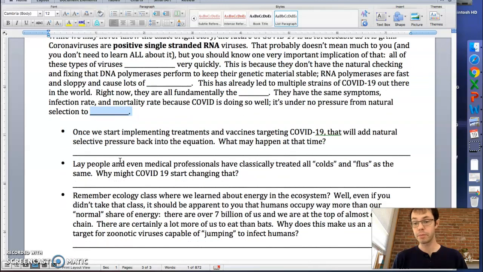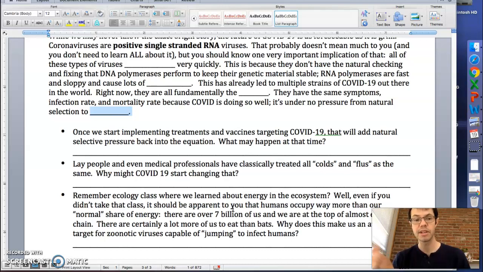So once we start implementing treatments, you'll see in a later assignment, there are a bunch of different treatments in the works. We already talked about how they're planning to come out with a vaccine in record time. But once that happens, isn't that going to add natural selective pressure back into the equation? And what could happen at that time, given that it's an RNA virus that mutates very quickly? I said I wasn't going to give you the answer, but I led you right there.